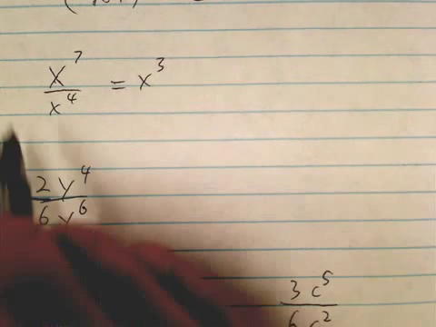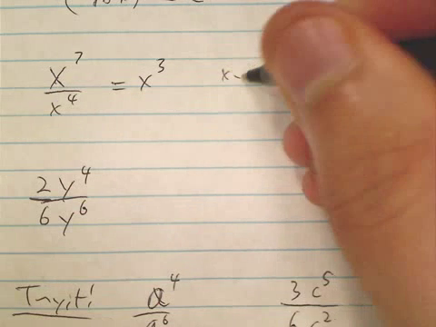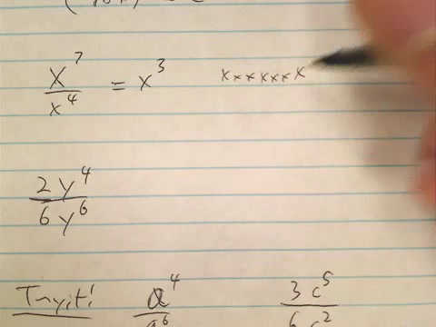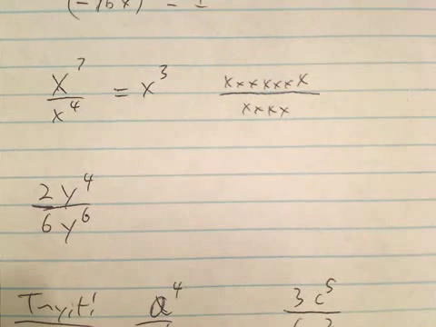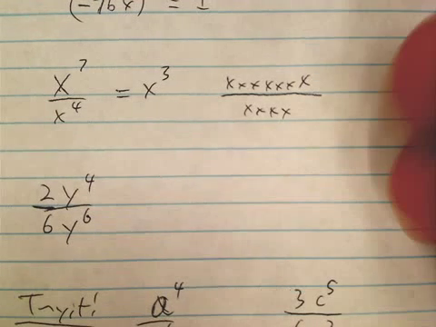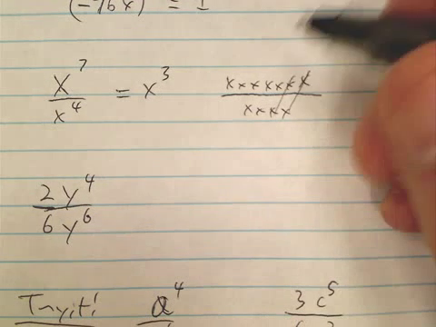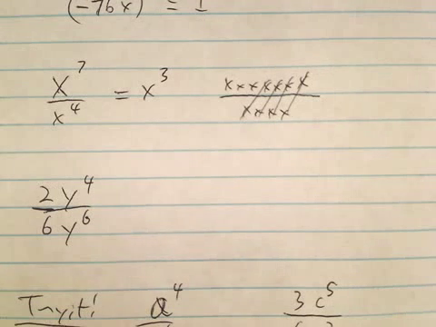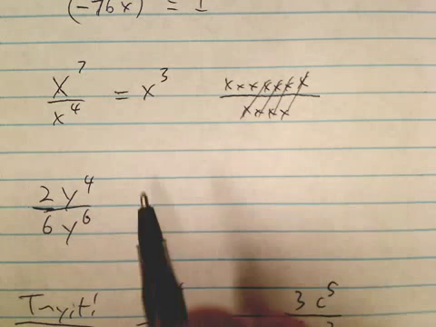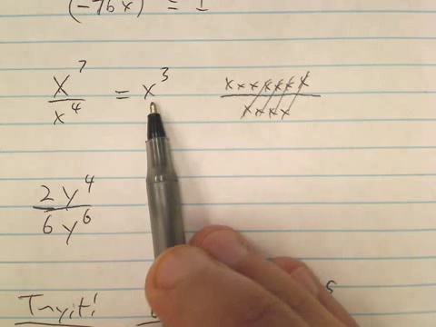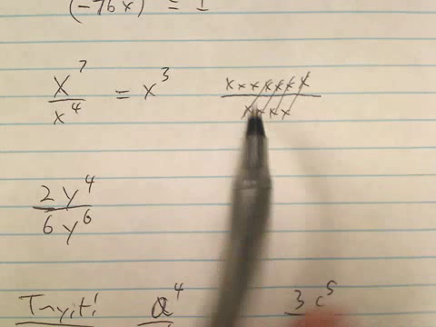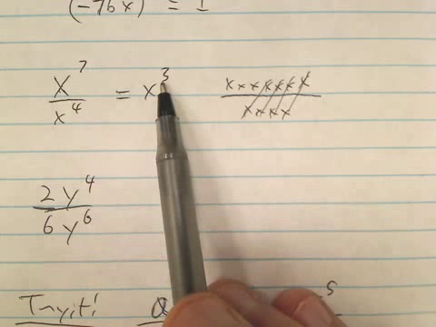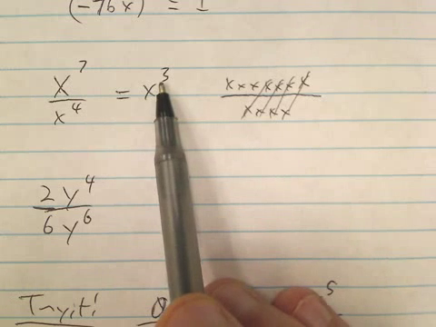Okay, so x to the 7th power, this means that you have 7 x's, and x to the 4th power, you have 4 x's under it. And what happens is that some of these cancel out. So those two cancel out, those two cancel out, cancel and cancel, and I'm left with 3. So I have those 3 x's on top, which is why I have x to the 3rd power here. Just a little explanation of why it's true. All you need to know is to subtract the exponent. 7 minus 4 gave me 3.